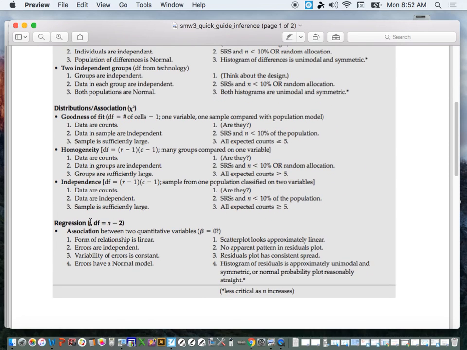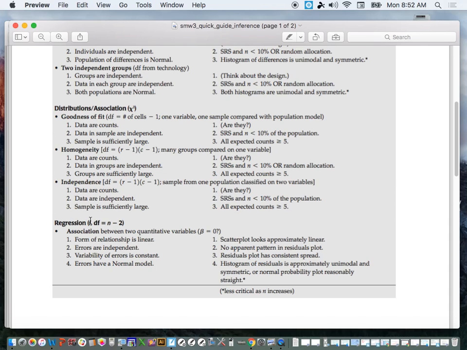And then the last part here is all from Unit 7. So for chi-squared test, we have goodness of fit. Degrees of freedom are number of cells minus 1. So we have to have counts in all of these. So make sure you have the categorical variable and your data is just counts of different answers.